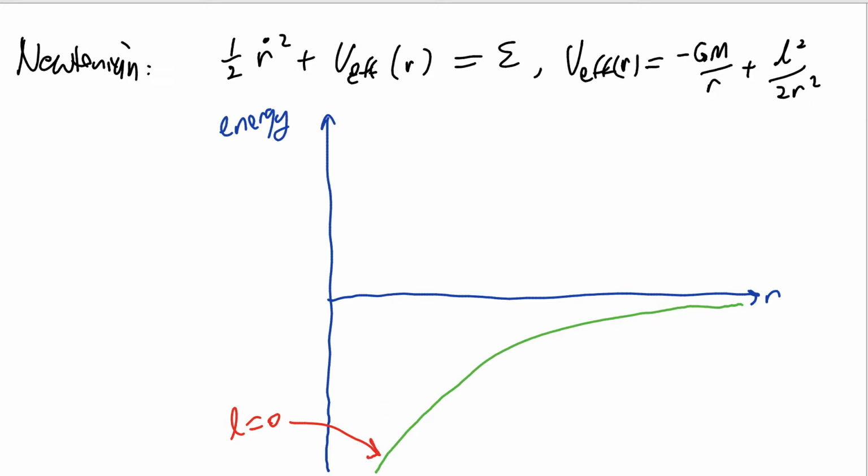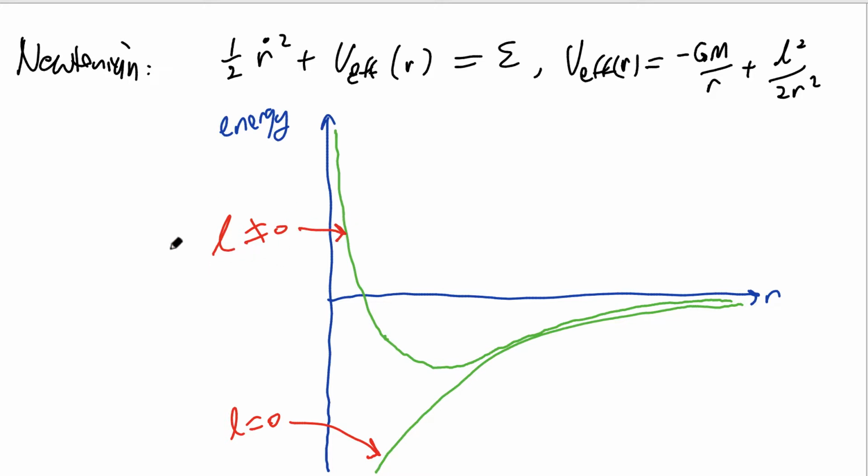And if L is not 0, what happens is, starting from large R, this term is very small because it has 1 over R squared. So the curve looks just like minus GM over R when R is large. But as R becomes smaller, this term becomes more important. And eventually, for R sufficiently small, this term dominates over this term and becomes a positive 1 over R squared type curve. So this then turns upwards and goes to positive infinity. So this is the case L not equal to 0.